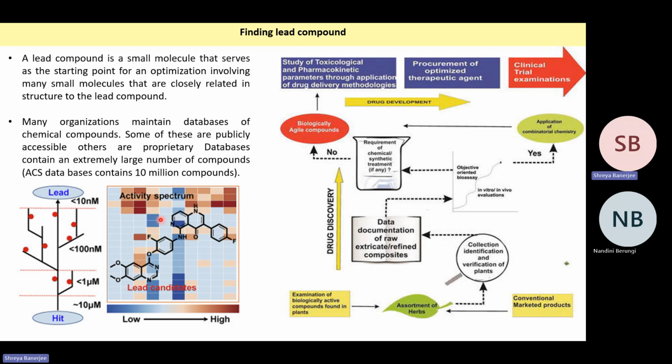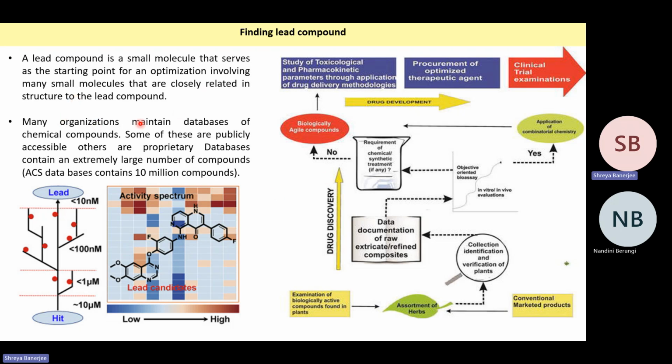So this is the basic skeleton of the molecule. Now, in different positions on the phenyl rings, different groups can be substituted, and that will affect the activity in different ways. A lead compound is the compound that we start with as our initial drug candidate.